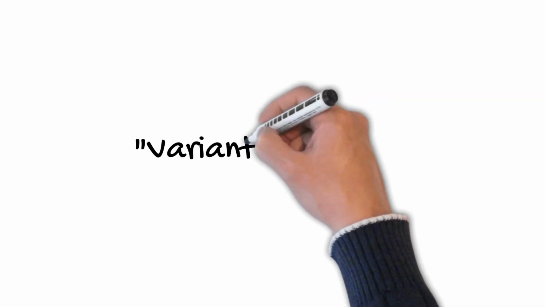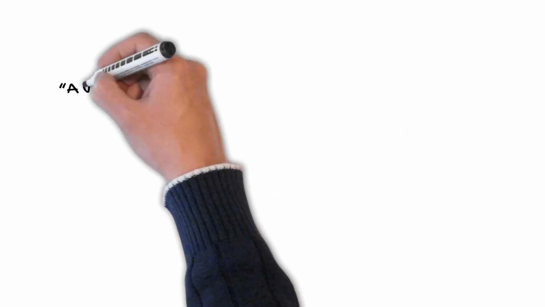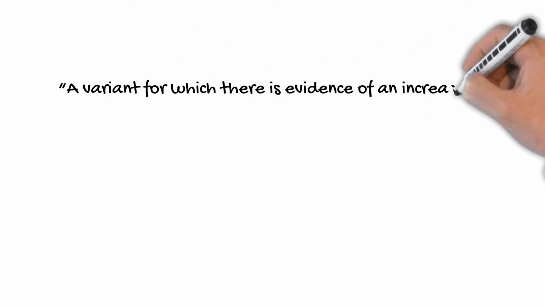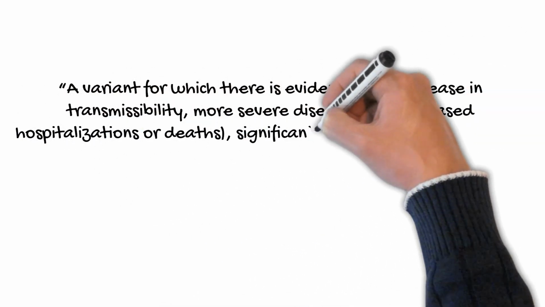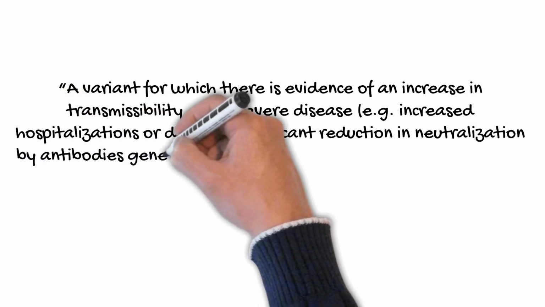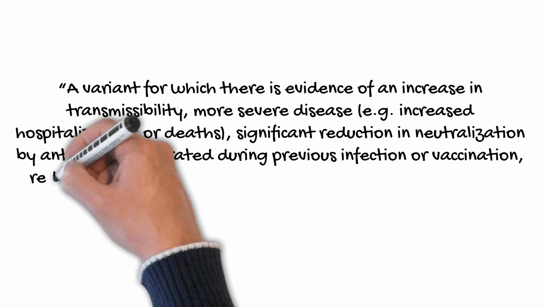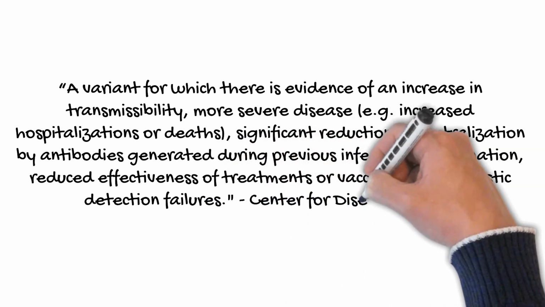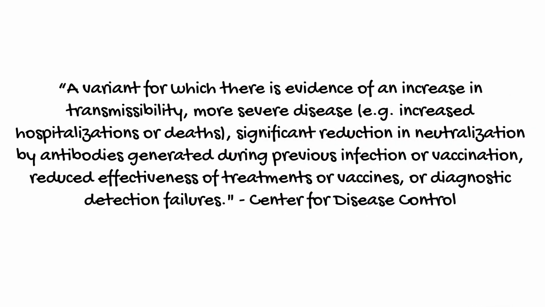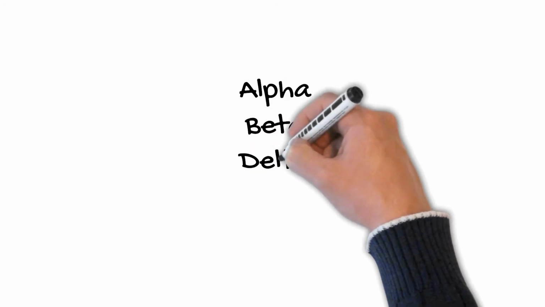Now, the next variant classification is variant of concern. And again, for clarity and precision, I'm going to use the CDC's definition of a VOC. A variant of concern is a variant for which there is evidence of an increase in transmissibility, more severe disease, for example, increased hospitalizations or deaths, significant reduction in neutralization by antibodies generated during previous infection or vaccination, reduced effectiveness of treatments or vaccines, or diagnostic detection failures. There are 4 current variants of concern as of July 2021. These are Alpha, Beta, Delta, and Gamma.